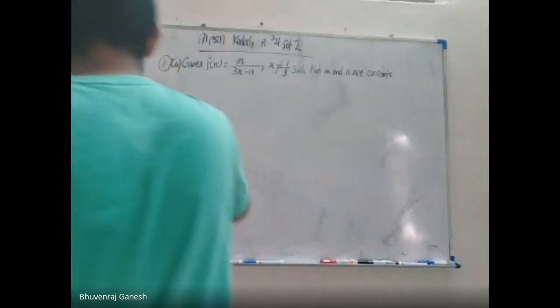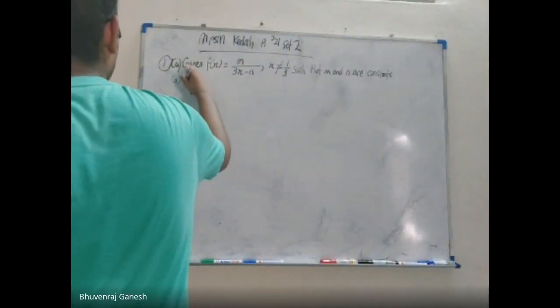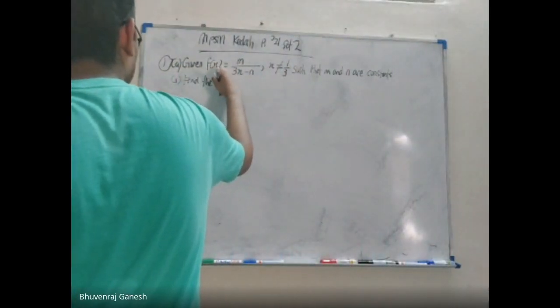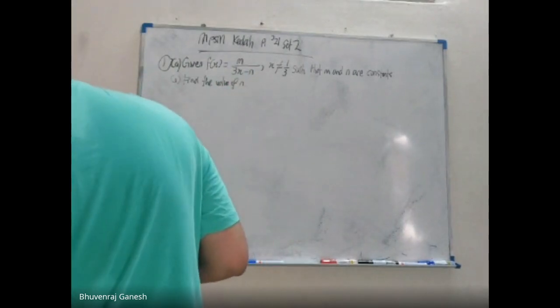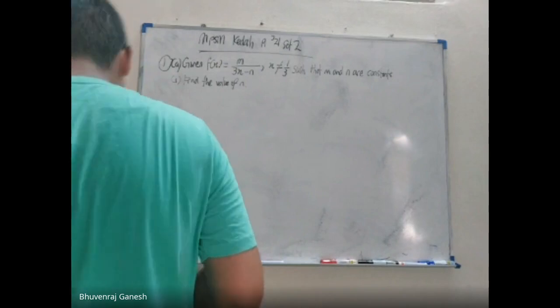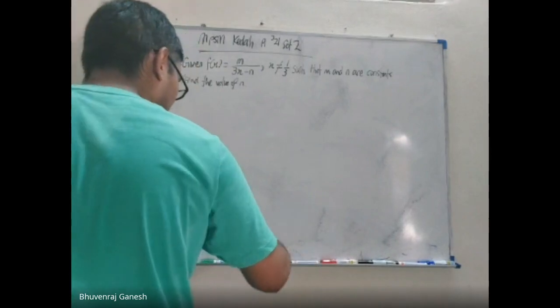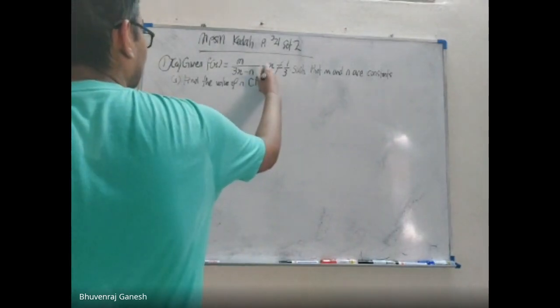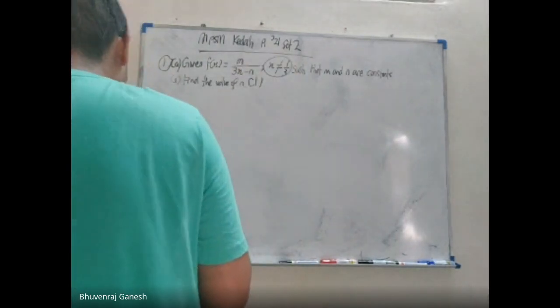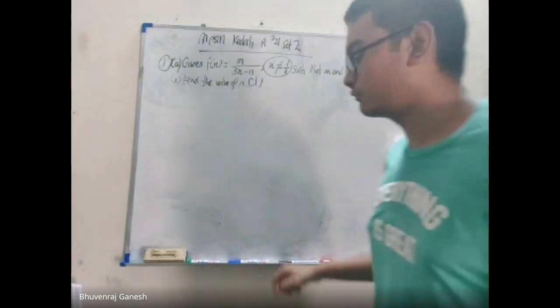Okay, so part 1, they ask you, find the value of n. So you might think here there's two variables in the denominator. How are you going to find n actually? So you must also be alert of the condition they gave you here. X cannot be 1 over 3. So you're going to use that condition to find the value of n.